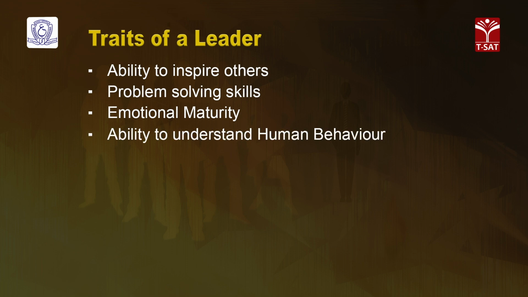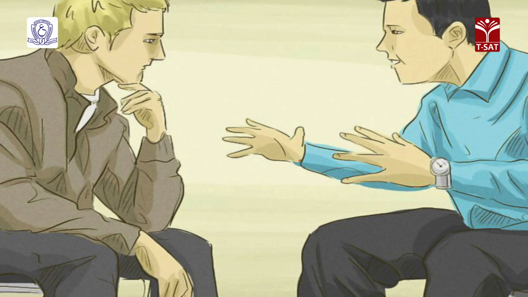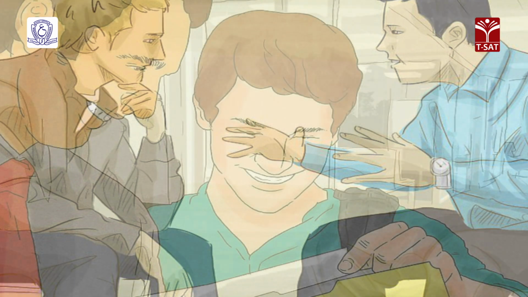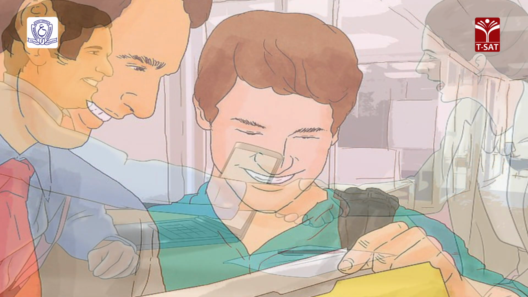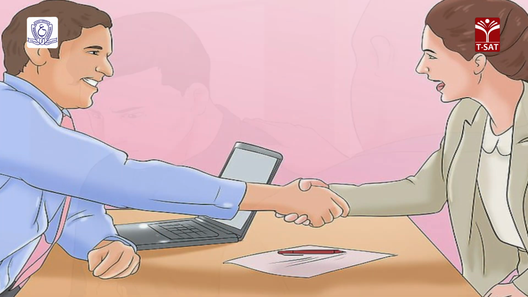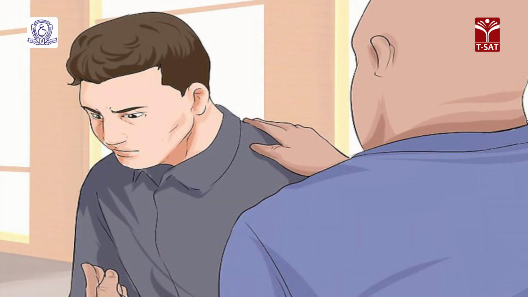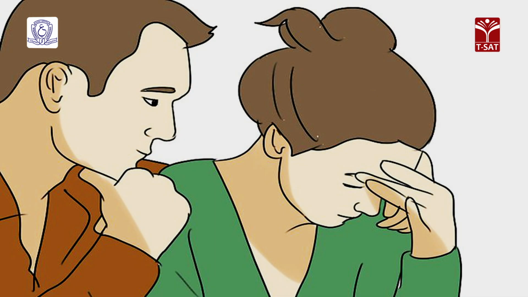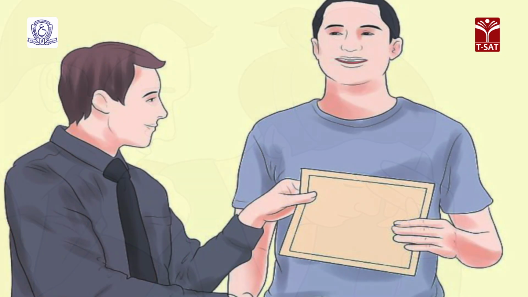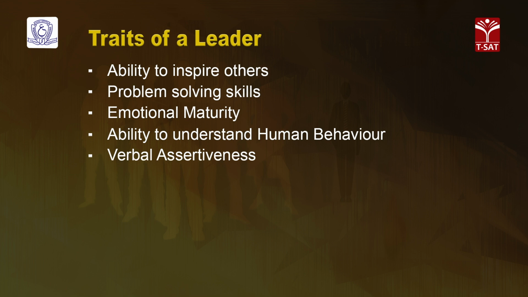Next, ability to understand human behavior. A leader must understand the needs, desires and behavior of his subordinates and show respect for such desires. He is emotionally supportive and is careful enough to avoid ego-threatening behavior. He must give credit to subordinates when their efforts are successful. Next, verbal assertiveness. A leader must be an effective orator and must be confident of his views and opinions. He must communicate his views honestly and in a straightforward manner without fear of consequences.